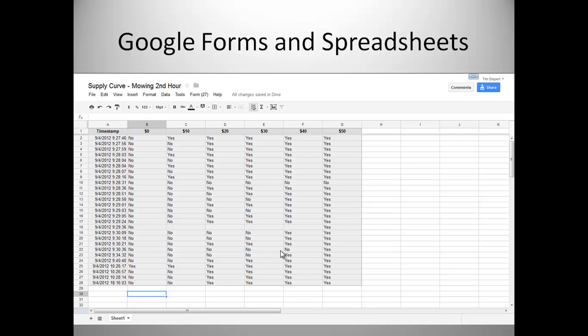So technology enabled me to demonstrate a principle of economics rather than just tell the students, rather than just give them notes. They were actually able to create their own data.